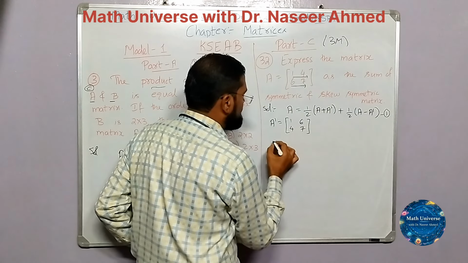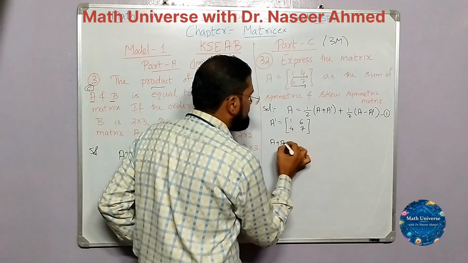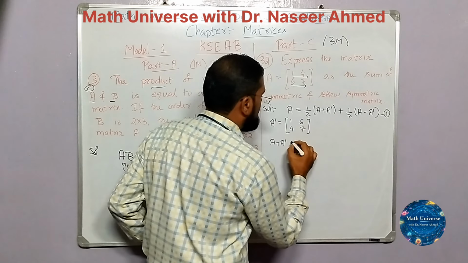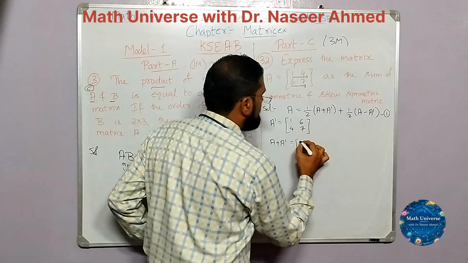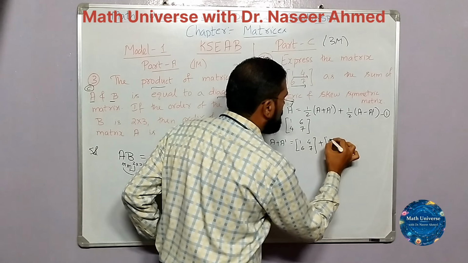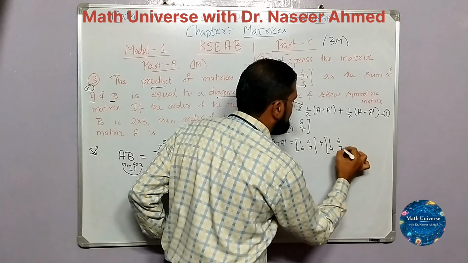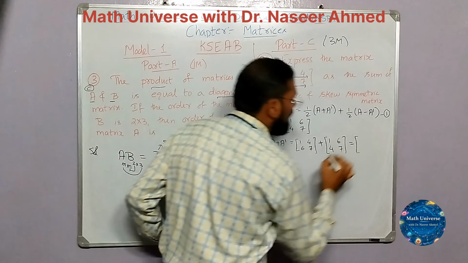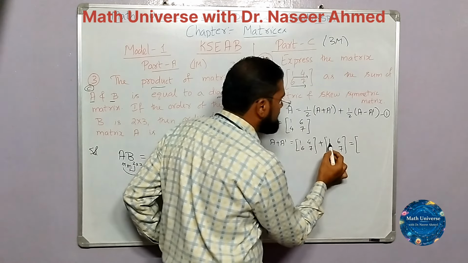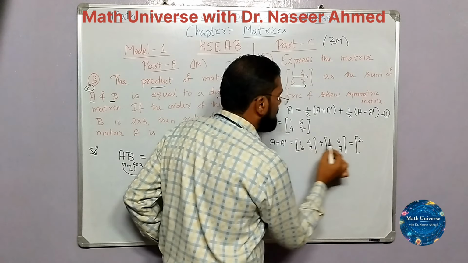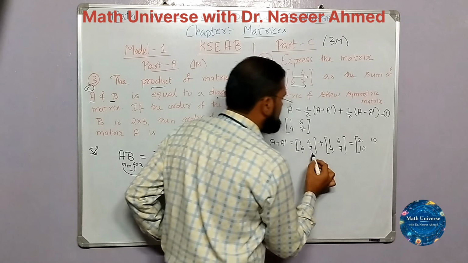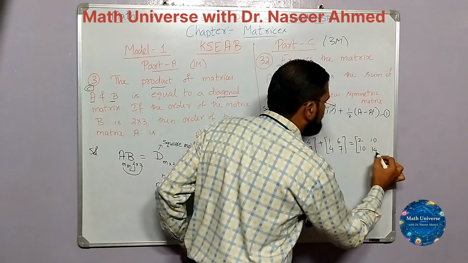Now I have to perform addition. So A plus A transpose. You can see that each step of mine depends on this formula. So what is matrix A? Here it is 1 4 6 7, and A transpose is 1 6 4 7. Now we know how to add. We have to add corresponding elements. So first with first, here 1 plus 1 will be 2. Then 4 plus 6 will be 10. 6 plus 4 will be again 10. 7 plus 7 will be 14.